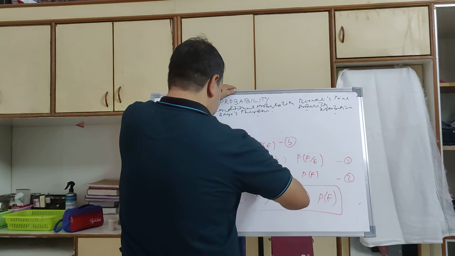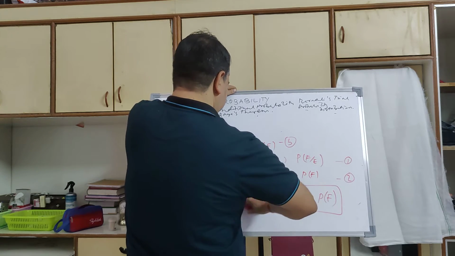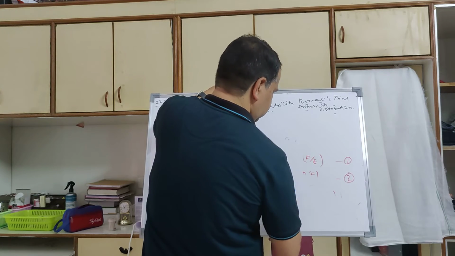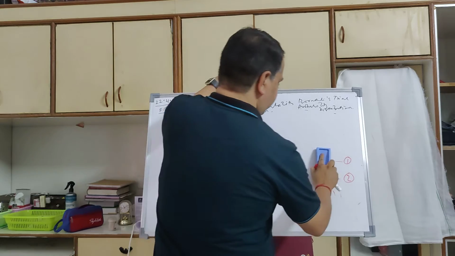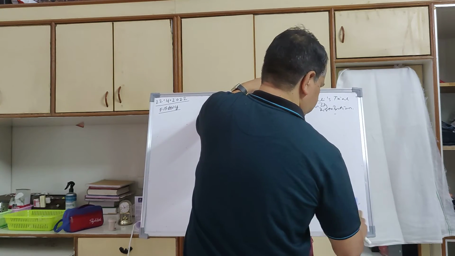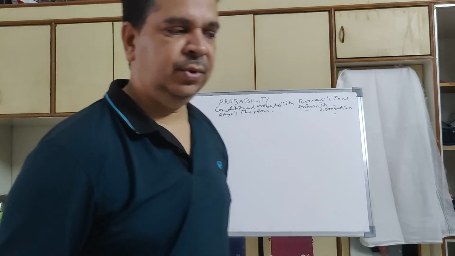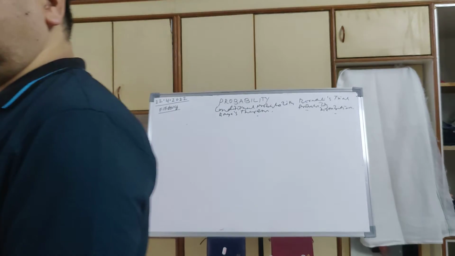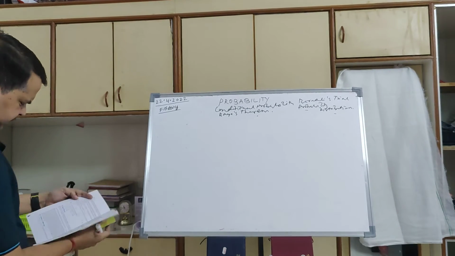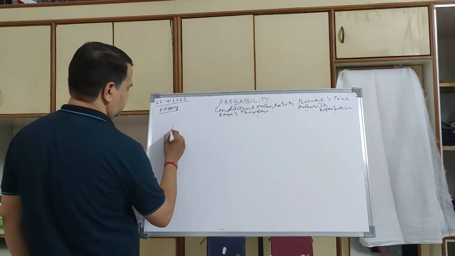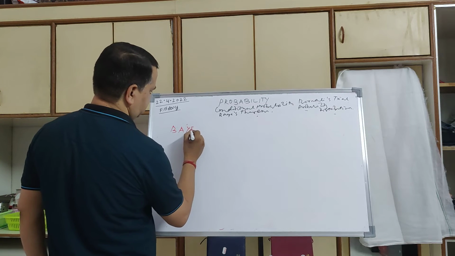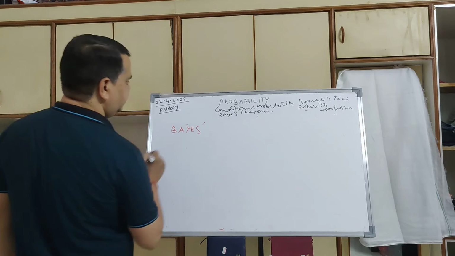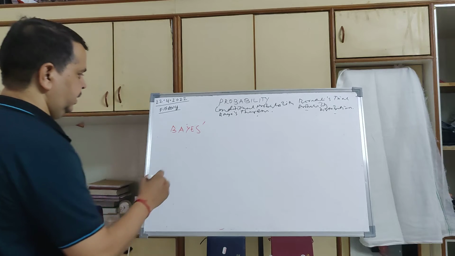Bayes theorem is an important theorem in the theory of probability. With this understanding of conditional probability, independent events, and multiplication theorem, we can, with this background, understand what is Bayes theorem. Bayes, his name is Bayes. That's why the apostrophe is after the s. Bayes theorem.